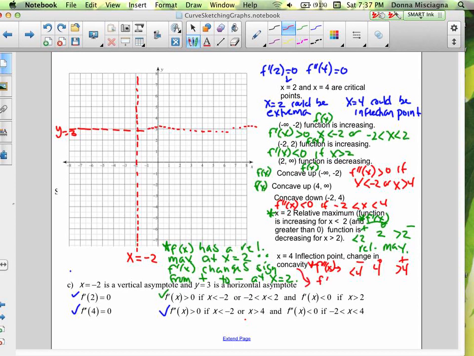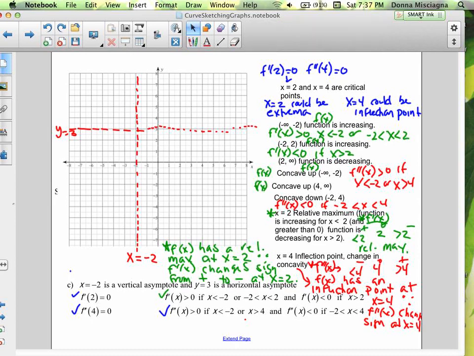So f of x, let's make sure that's clear. f of x has an inflection point at x equals 4 because f double prime of x changes sign at x equals 4. It doesn't really matter whether it changed from positive to negative or negative to positive. It changed sign. That's all that's needed for an inflection point.